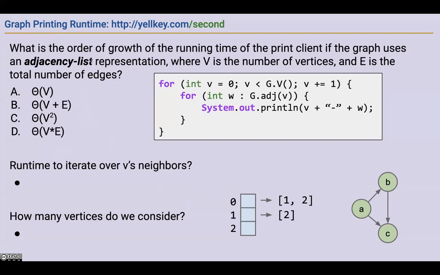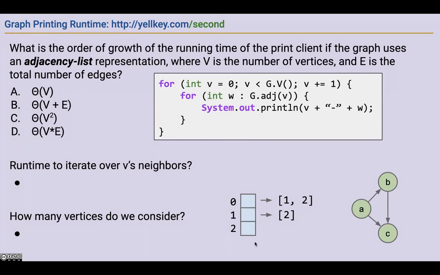But let's think of the runtime of this print method. Remember, this print method goes through all the vertices, and then for every vertex, I look at all the adjacent vertices and print out every single edge in the graph. The question for you is, how long does this take if I choose to use an adjacency list representation?